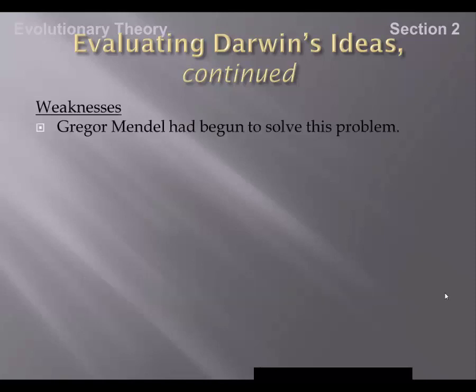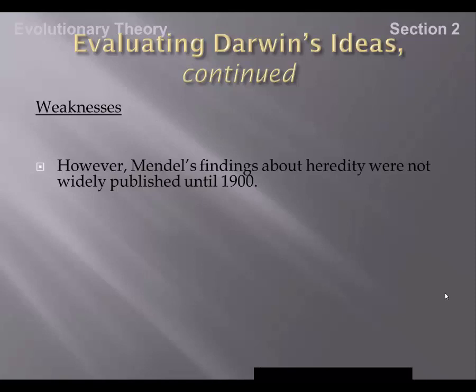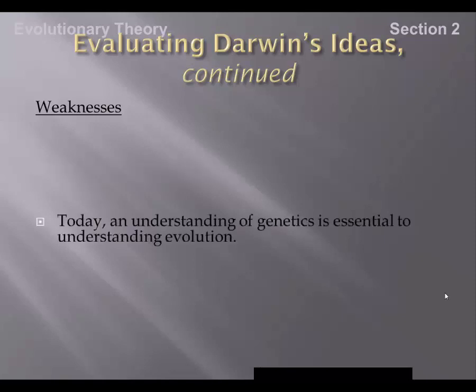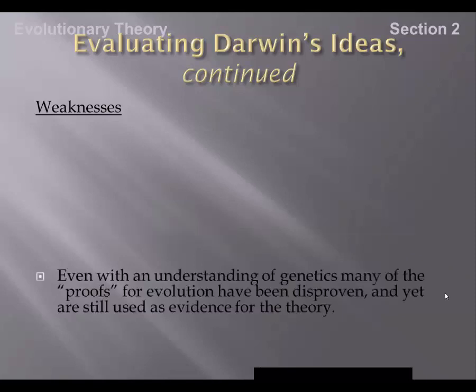So Gregor Mendel began to solve that problem. But Gregor Mendel's findings about heredity were not published until 1900. Today, an understanding of genetics is essential to understanding this idea of evolution. Even with an understanding of genetics, many of the proofs that we just talked about for evolution have been disproven, and yet they are still used as evidence for the theory.